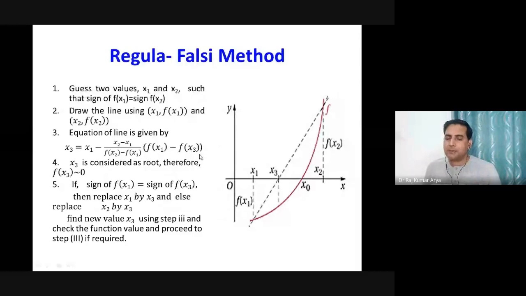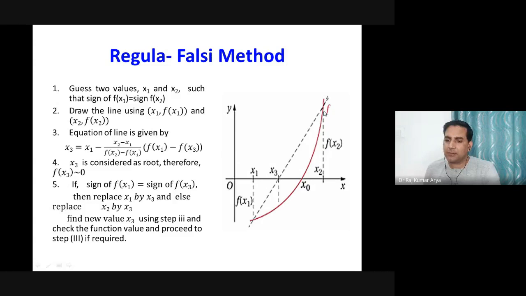Okay, so the other method is the same as the previous one, with a slight change. You have guessed two values again, x1 and x2, such that the sign of the function should be opposite. So here the function value is minus, here the function value is plus. So your root will lie somewhere in between. What are they doing from that? They are drawing a line.